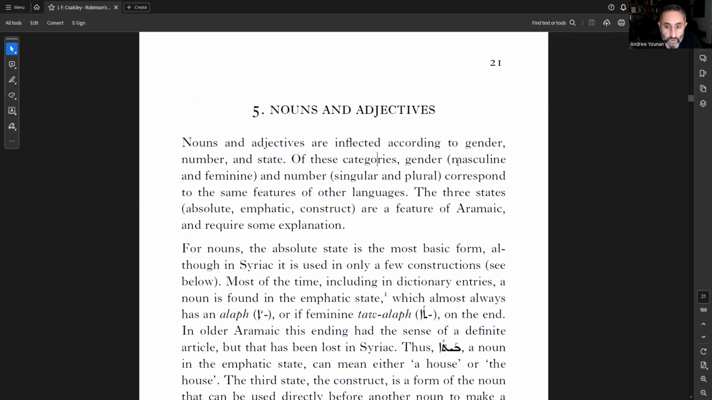Of these categories, gender, masculine and feminine, and number, singular and plural, correspond to the same features of other languages. So it's masculine, feminine, singular, plural, just like any other language. The three states, absolute, emphatic, and construct, are a feature of Aramaic and require some explanation. So let's go through each of these states of nouns and adjectives.